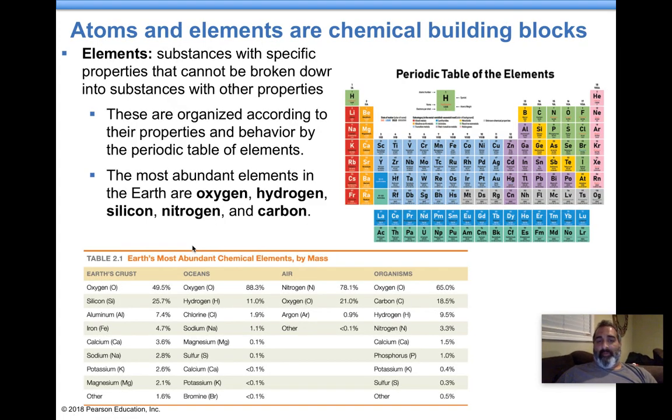Elements, you guys probably remember the periodic table of elements. Some of these elements, we have a lot of them on Earth. For example, oxygen is the most abundant element on the planet. We have a lot of hydrogen, we have a lot of silicon that's in our soil and in our rocks. Nitrogen is in the air. Hydrogen and oxygen, of course, are in water. Carbon is in a lot of living matter, and oil and a lot of our carbon reserves inside of the Earth. So elements basically have their own properties, and they're not broken down into substances with other properties.